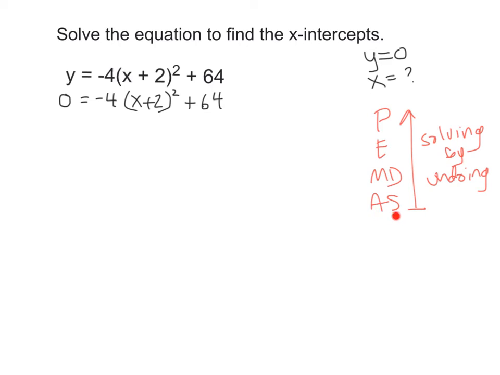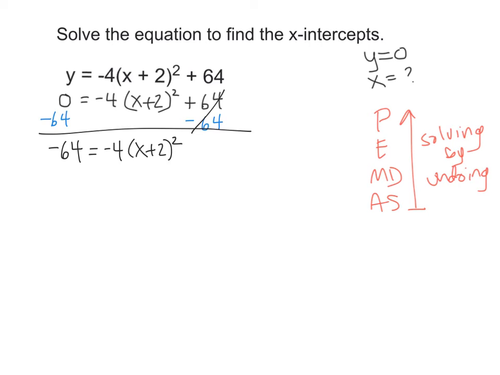So again, we're going to start by adding or subtracting. We can't do what's in the parentheses yet. We can't do this multiplication yet. We have to do this addition right here. So I'm going to undo the addition using subtraction. I'm going to subtract 64 from both sides of the equal sign. 0 minus 64 is negative 64. And that will equal negative 4 times x plus 2 squared, and these will cancel each other out.